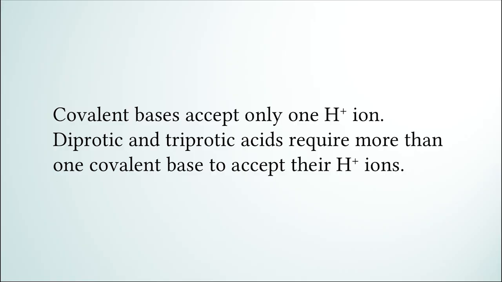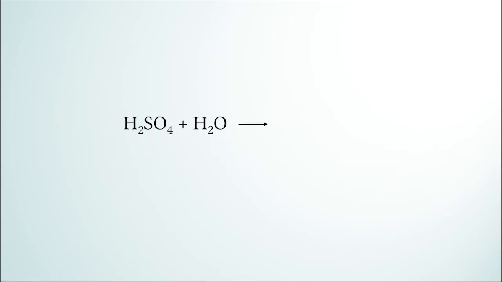Diprotic and triprotic acids require more than one covalent base to accept their hydrogen plus ions. This rule does have some exceptions, as you've seen for most chemistry rules, but we will not be learning about them in this course. So back to our example of sulfuric acid and water.